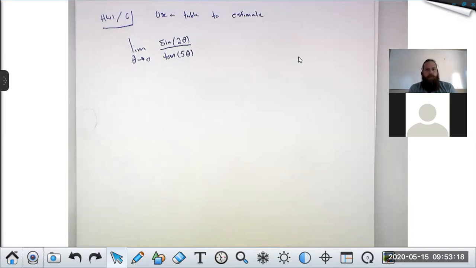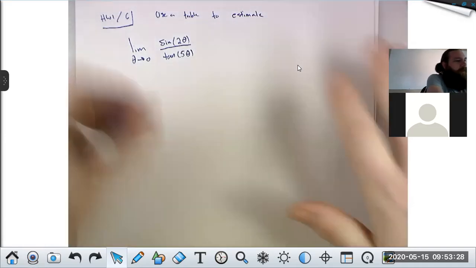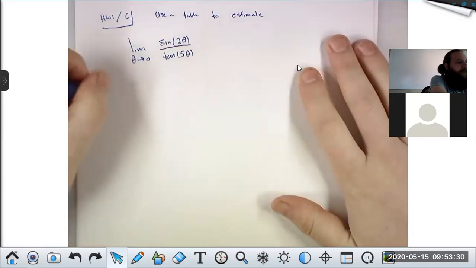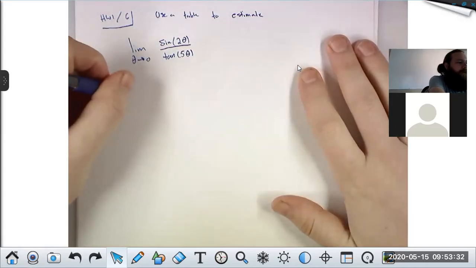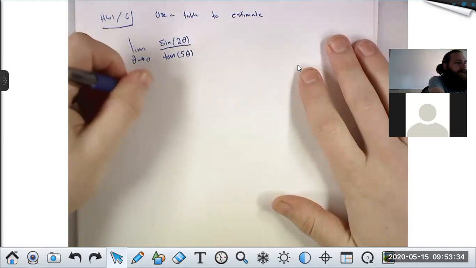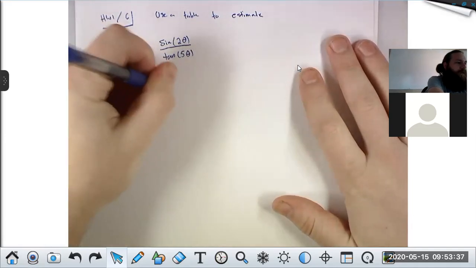Yeah, I can't plug 0 in. So remember what we said at the end of class last time. If possible, you always want to just go ahead and plug in the number that you're sending your variable to. So here, if possible, I would like to just plug in theta equals 0. So that's a good first step. I ask, can I plug in theta equals 0?